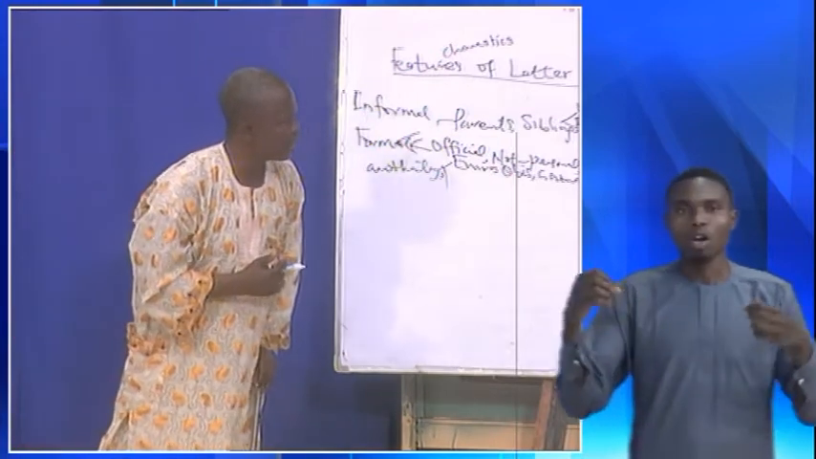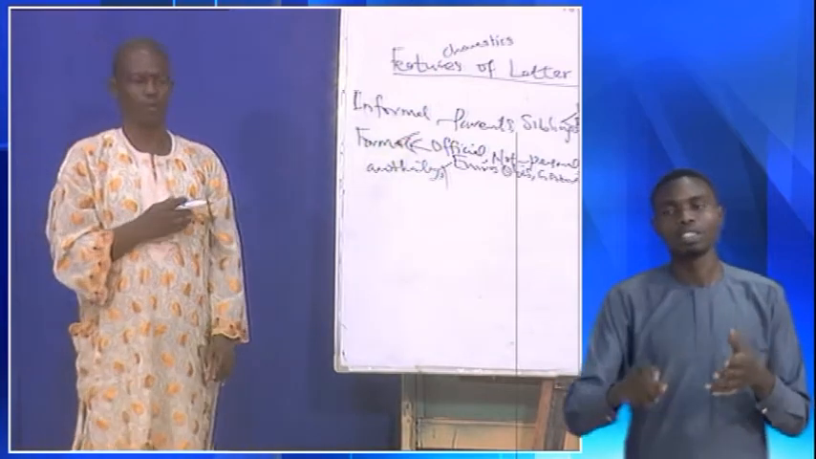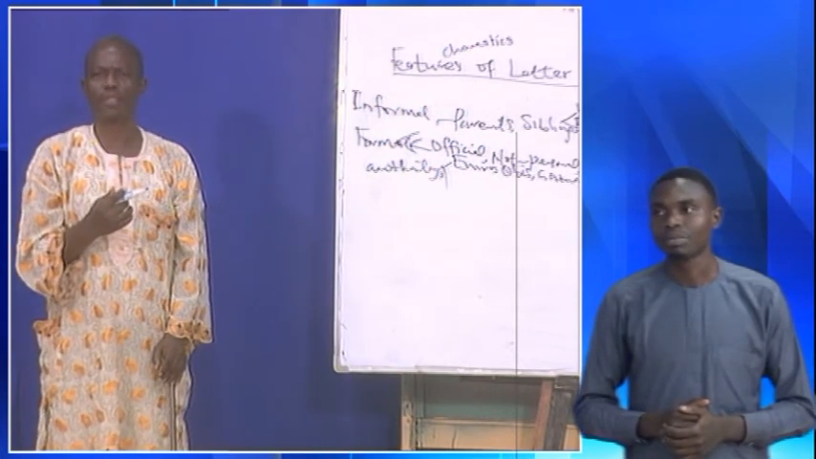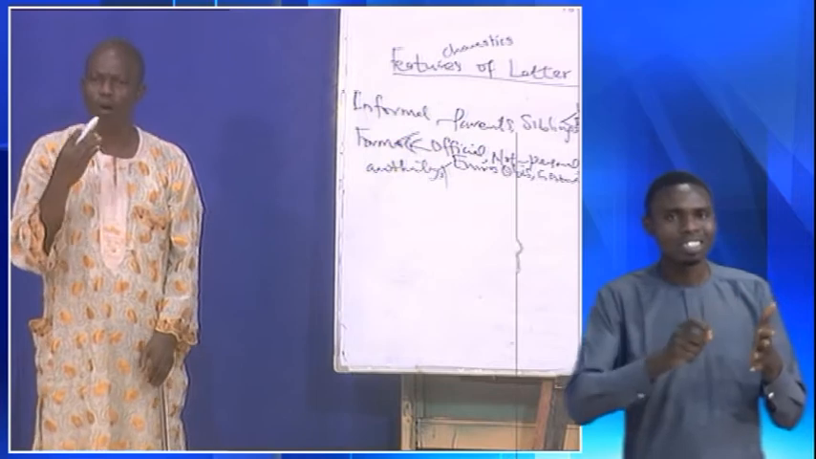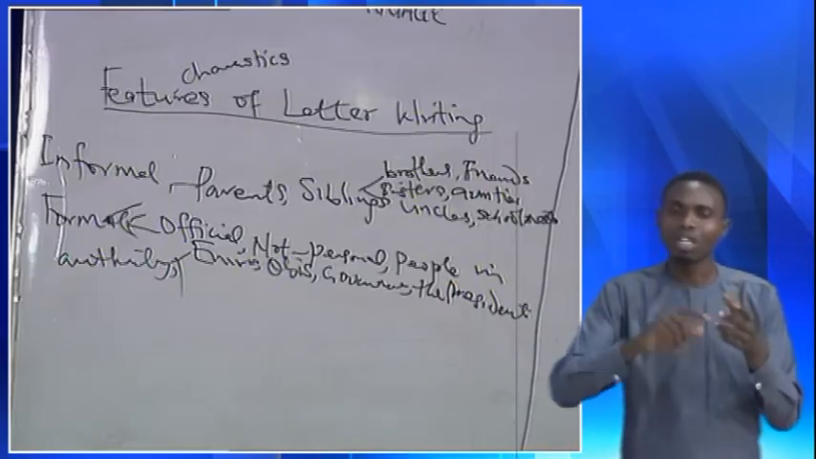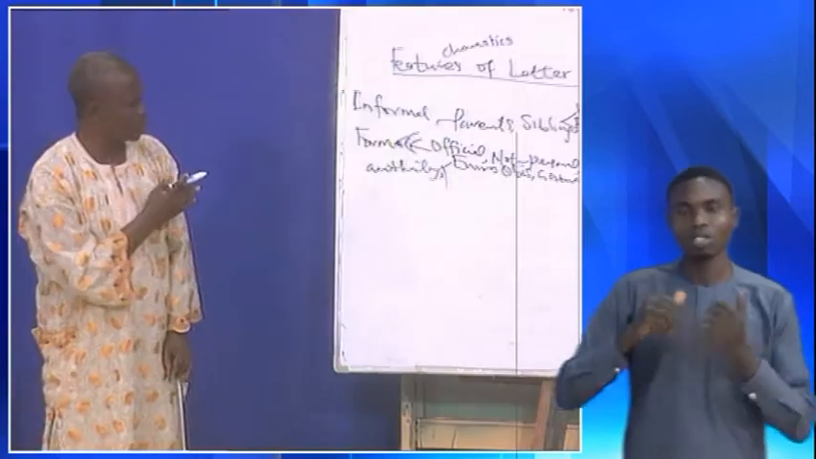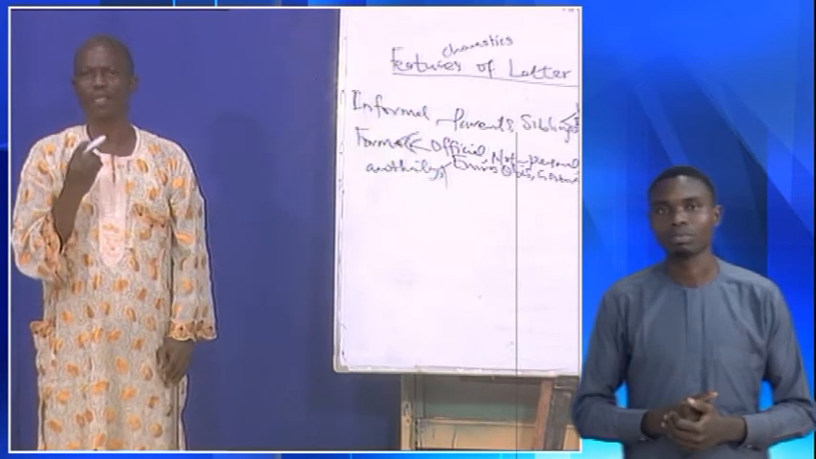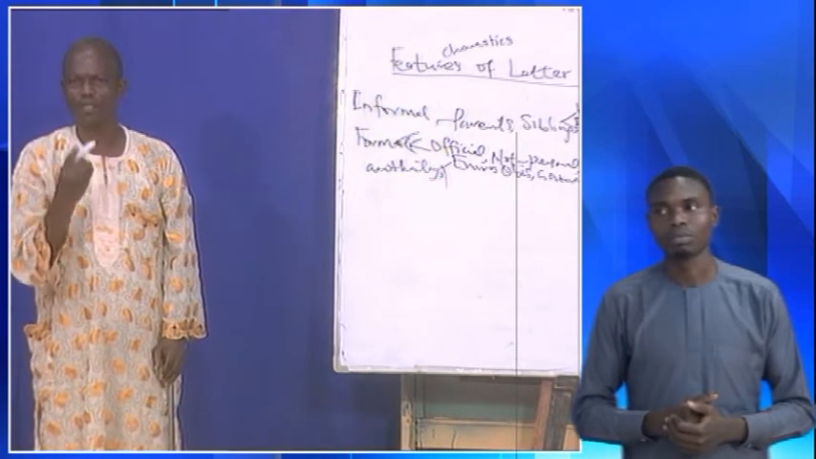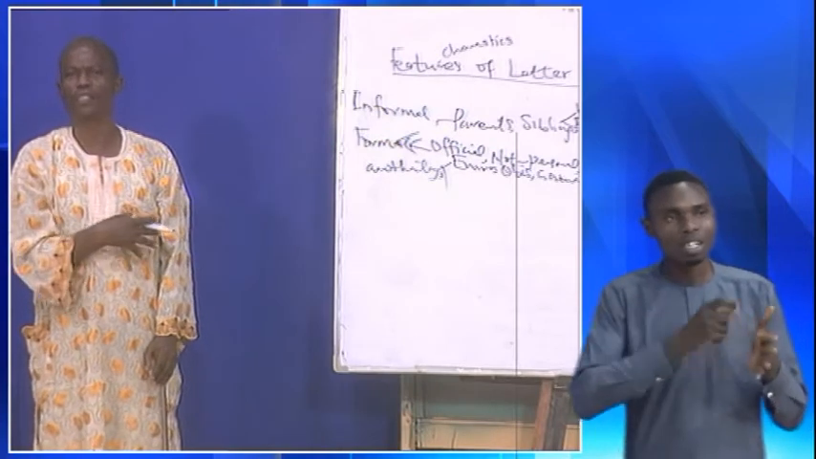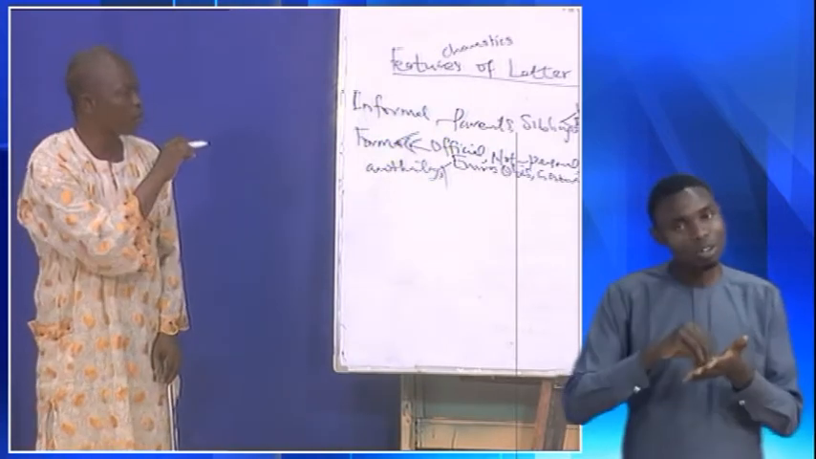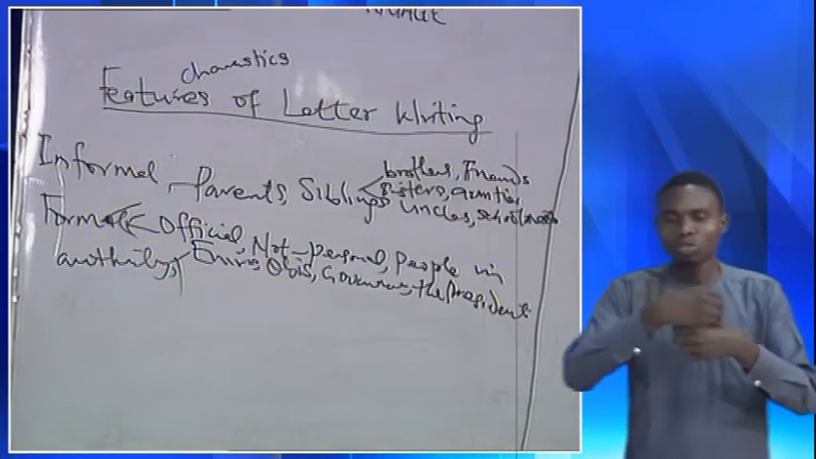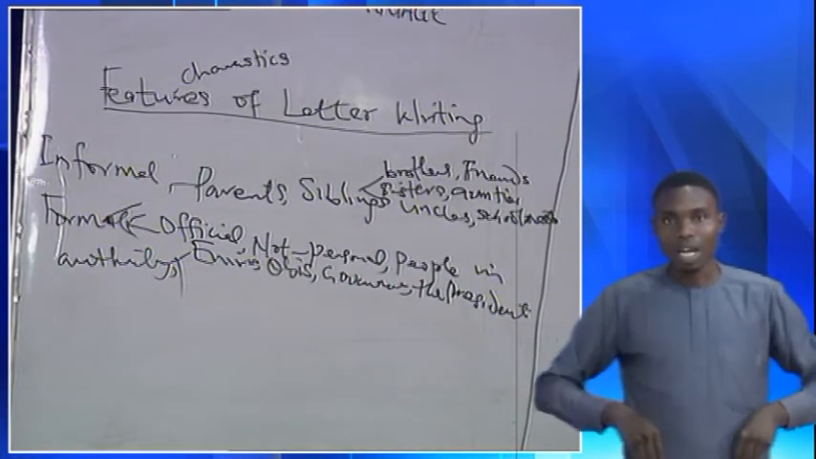The first item there is addresses. Unlike informal letter writing, formal letter writing requires you as a writer to write 2 addresses: your own address and the receiver's address. You can see from that the difference between an informal letter and a formal letter. Formal letter writing has 2 addresses: your own address and the receiver's address.